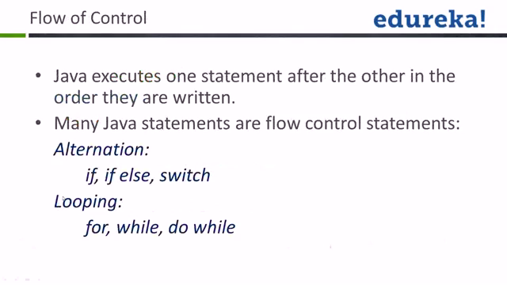Now, I come to flow of control. Java executes one statement after the other in the order they are written. That is, the first statement that is present in the main method will get executed first, then the second one, then third one, and so on. So you have already seen the example.